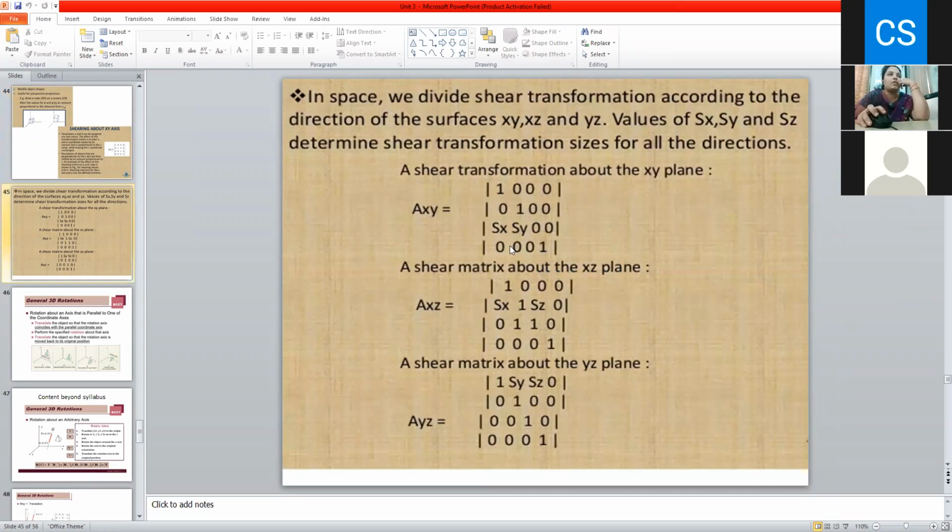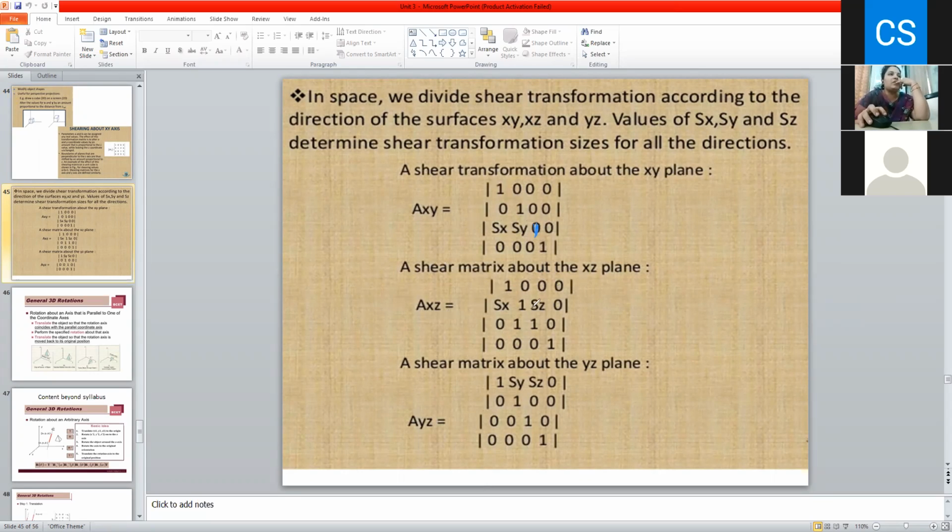So we can have this shearing transformation matrix. In XY plane means along Z. That's why the Z parameter is changing. Here it should be 1. By mistake it is written wrong here. Here it should be 1. The diagonal elements are compulsory 1, and the off diagonal elements are responsible for shearing.